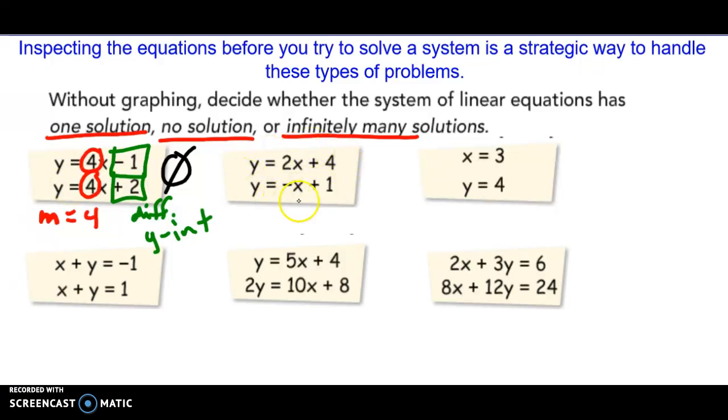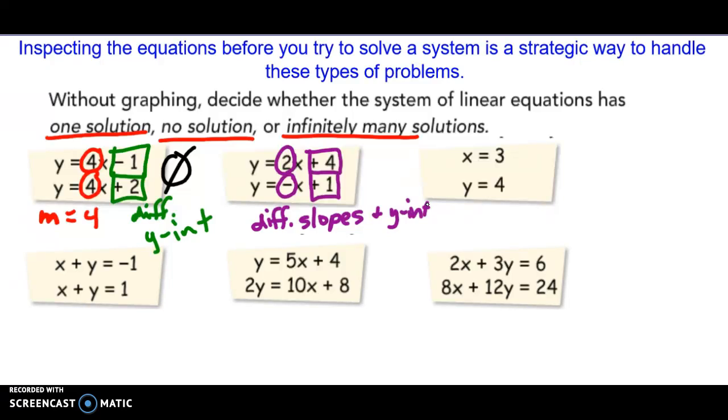Let's look at our second set. y equals 2x plus 4, and y equals negative x plus 1. Right off the bat, I'm noticing a slope of 2 and a slope of negative 1. So I have different slopes, which is fine. And I have different y-intercepts: a y-intercept of 4 and a y-intercept of 1.